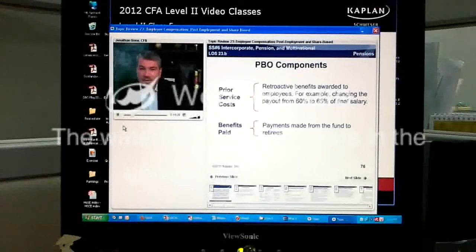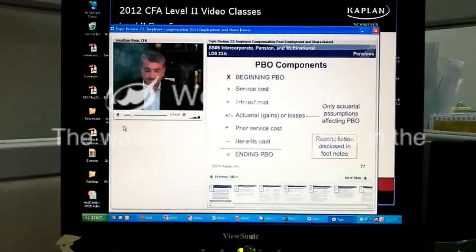Let's put that all into the reconciliation that we see in the footnotes of a set of accounts. So this is the reconciliation that you'd expect to see in the footnotes of accounts. Starting with last year's PBO, the beginning PBO, they add on the service cost, add on the interest cost. They would then deduct actuarial gains and add actuarial losses.